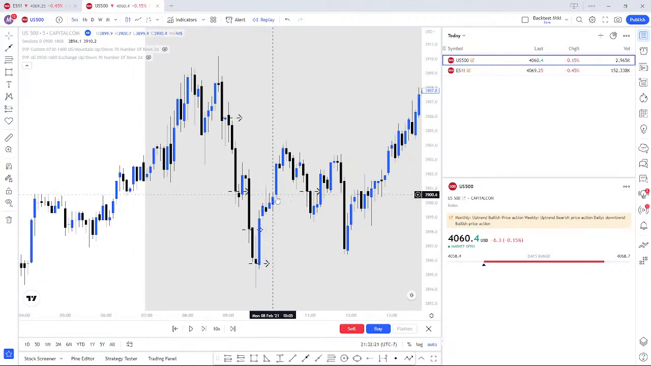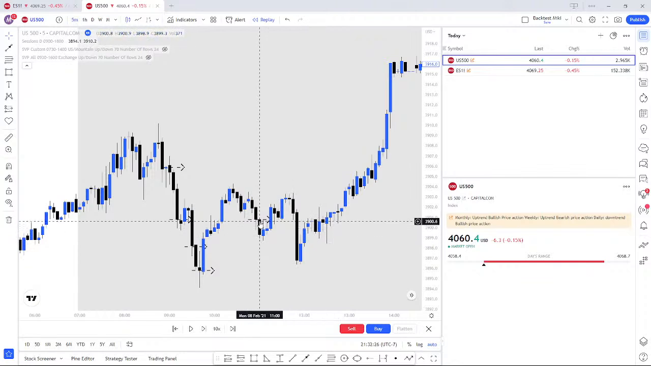Ideally we would have wanted price to pull back straight to this area here, so we get the entry. Not bad.